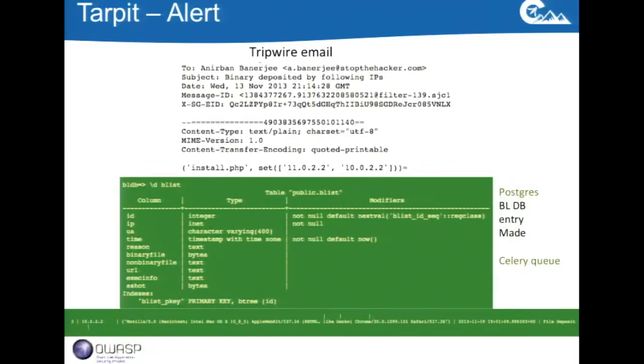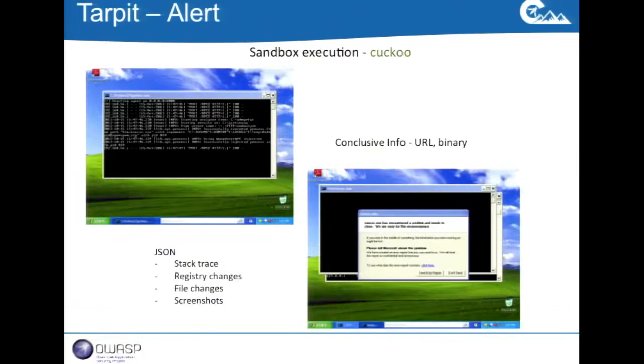So, not major stuff going on, but the Cuckoo-based sandbox that we have can also show what pop-ups happened, what was the stack trace, what registry entries were modified. So again, we're going one step further to saying we want to be as definitive as possible when we tell you that something is bad.